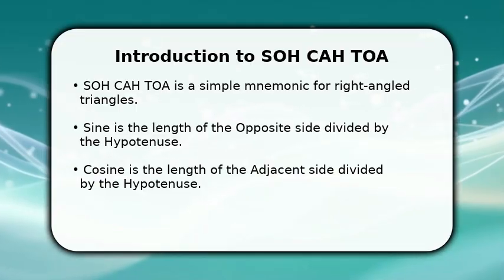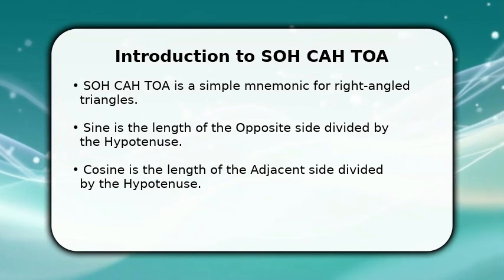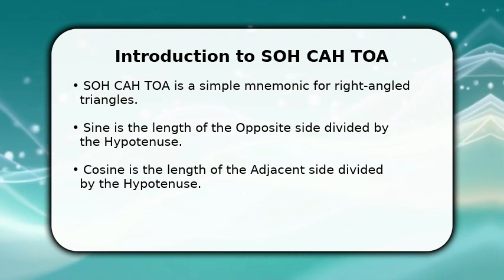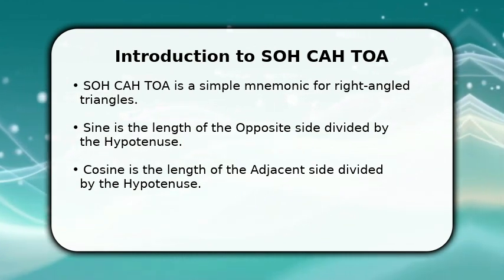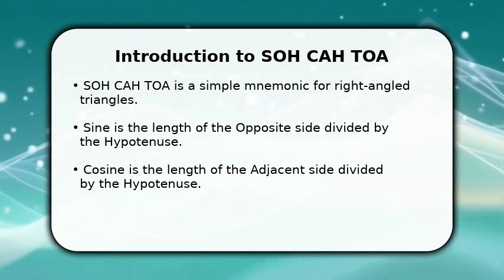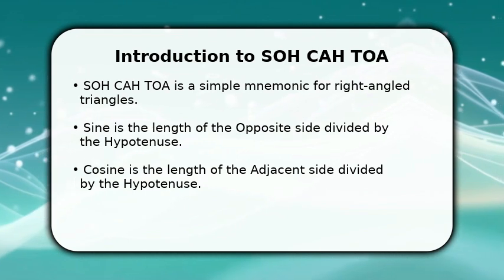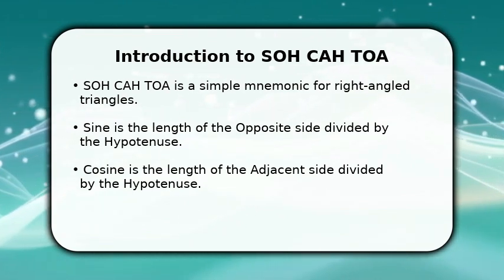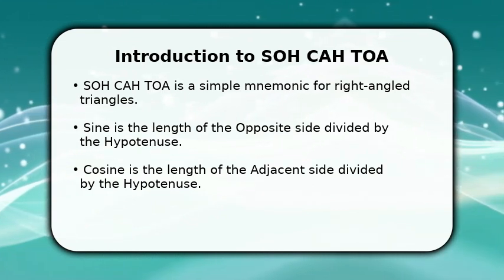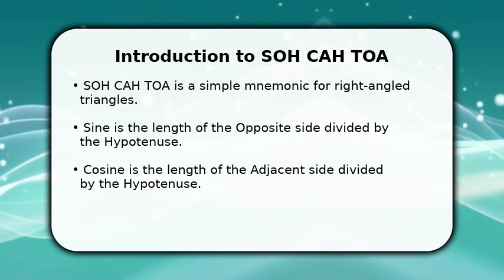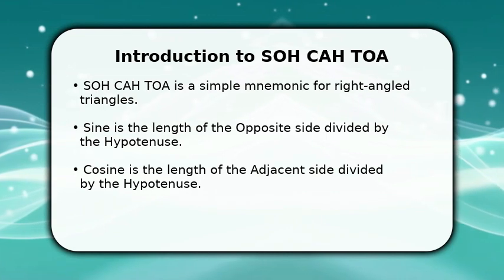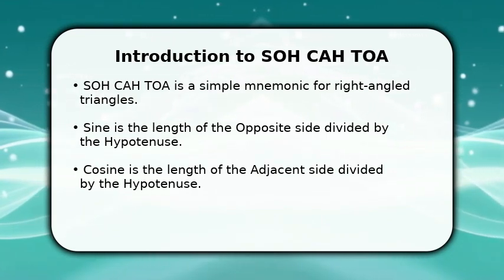Hey everyone! In this video, I will explain how to solve sine, cosine, and tangent. We'll start with the easy method, SOH-CAH-TOA, a simple mnemonic for right-angled triangles. SOH stands for sine equals opposite over hypotenuse. CAH means cosine equals adjacent over hypotenuse. And TOA represents tangent equals opposite over adjacent. Understanding these three relationships is the key to solving many trigonometry problems quickly and efficiently. Let's dive in and see how each one works with practical examples.